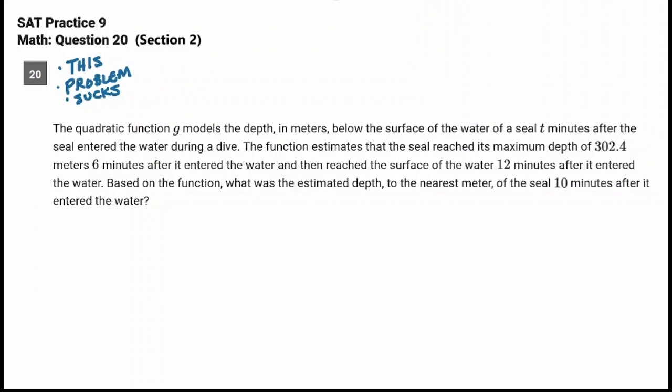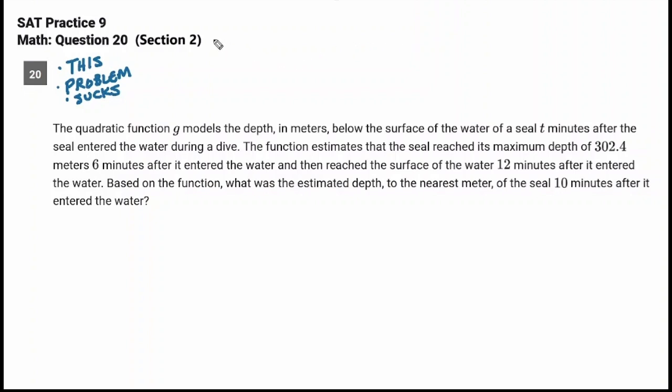The quadratic function g models the depth in meters below the surface of the water of a seal t minutes after the seal entered the water during a dive. The function estimates that the seal reached its maximum depth of 302.4 meters 6 minutes after it entered the water, and then reached the surface of the water 12 minutes after it entered the water. Based on the function, what was the estimated depth to the nearest meter of the seal 10 minutes after it entered the water? What the hell is going on in this problem?